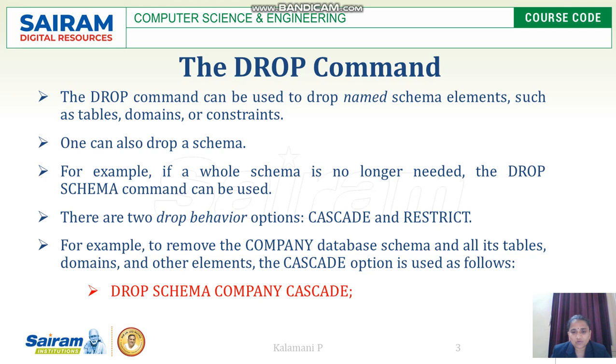For example, to remove the company database schema and all its tables, domains and other elements, the cascade option is used. We want to remove the complete company database schema. As we already know, the company database schema has four main tables, along with subtables like works on and so on. We want to remove all the tables along with the attributes present in the tables, constraints and so on, so we have to use cascade. DROP SCHEMA is the keyword, then company is the name of the schema we are going to remove, and we use the keyword CASCADE.